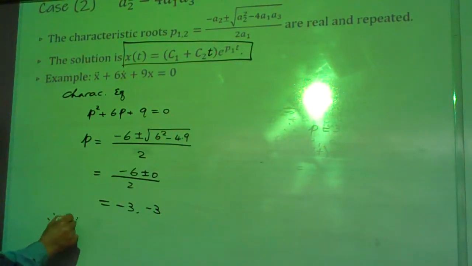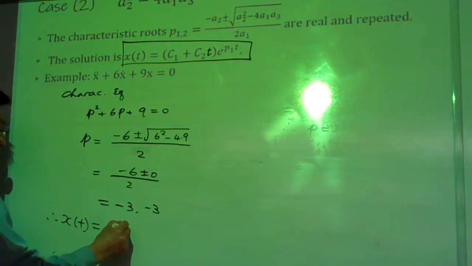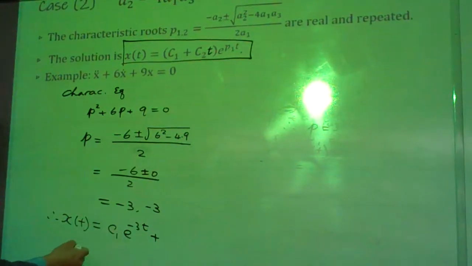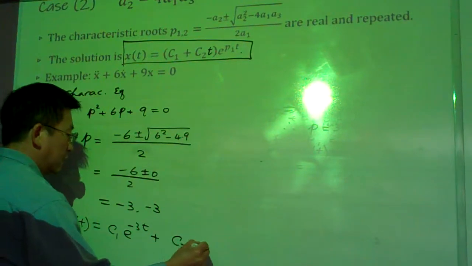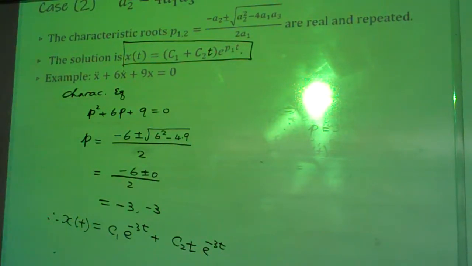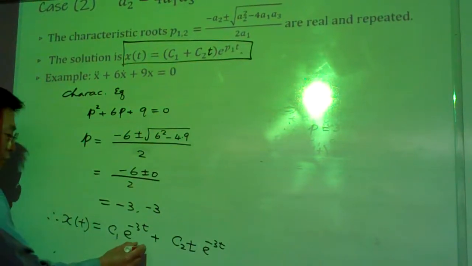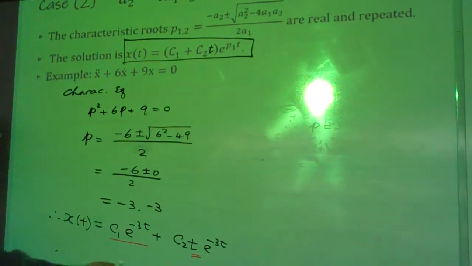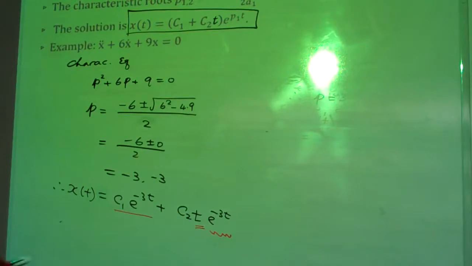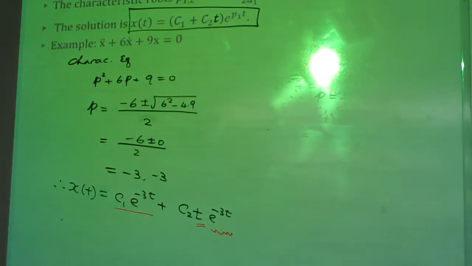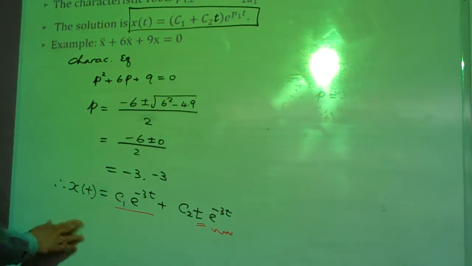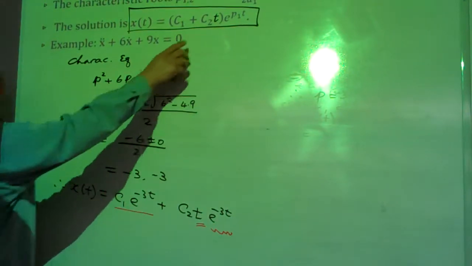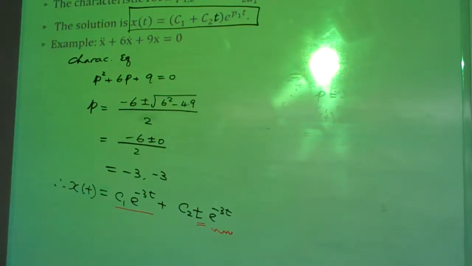So therefore the solution will be equal to C1 e^(minus 3t) plus C2 t e^(minus 3t). One is simply the exponential form. The other is you multiply t, a linear function, with this exponential form. So that is the result we obtained. For this case, it's very straightforward. Taking the derivative, hopefully you know how to do it. On the second term here, you need to use the product rule and chain rule. Very straightforward.